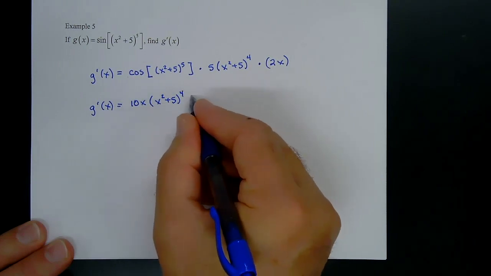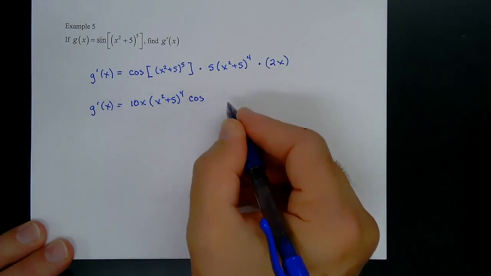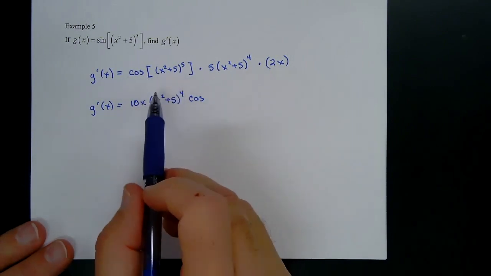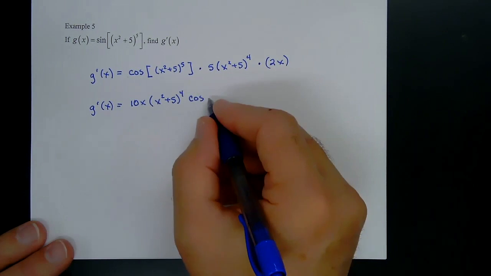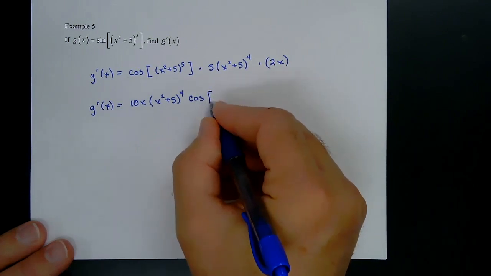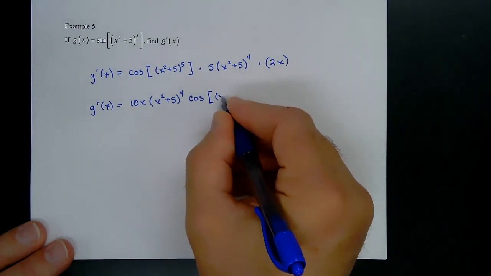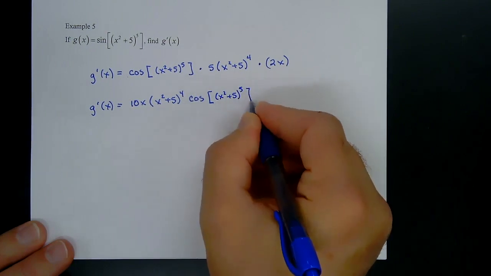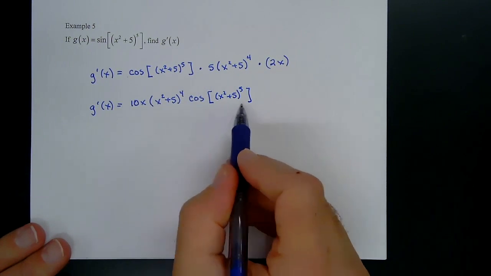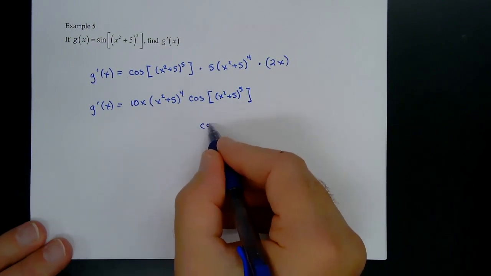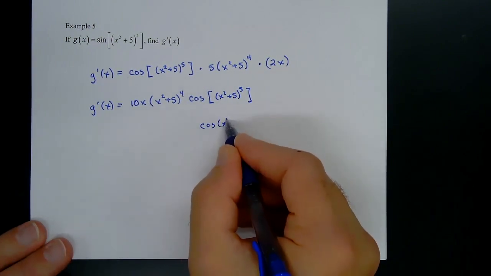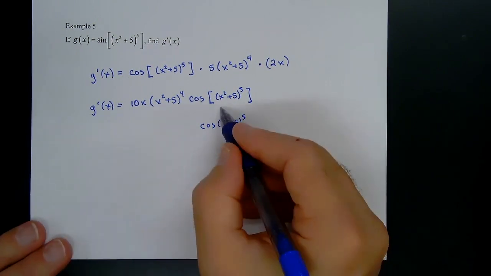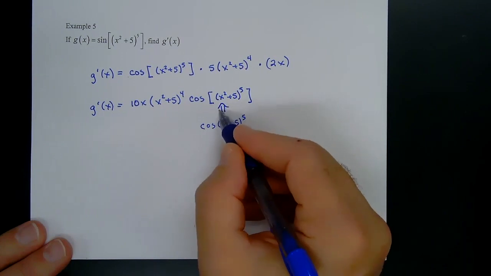And then times cosine of, and I'm going to tell you, technically, you don't have to have these brackets, okay? So I'm going to use them right now. And it's (x squared plus 5) to the 5th power. Okay, so really technically, you wouldn't have to write this because these are equivalent. These mean the same thing.